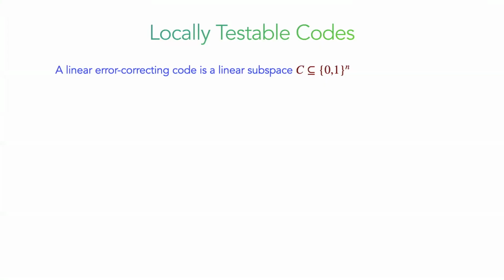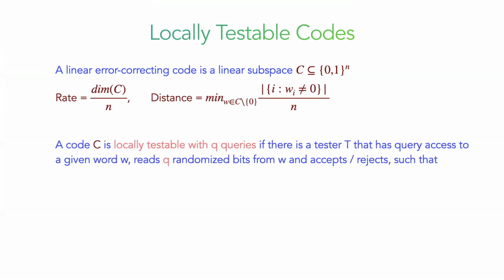It's just a linear subspace, so I'm thinking of a field with two elements. The standard things we always have, the ambient dimension, and the distance is the weight of the smallest weight codeword. What is a locally testable code?